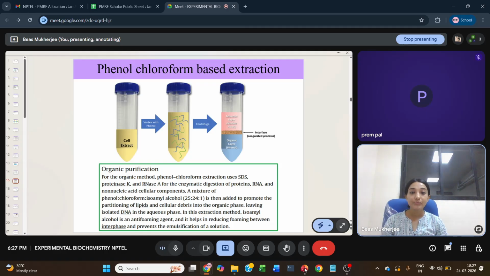Okay, so next see what happens. In this extraction method, isoamyl alcohol is the anti-foaming agent. It helps in reducing the foaming between the interface and prevents emulsification of the solution so that the layers can be distinctly formed.